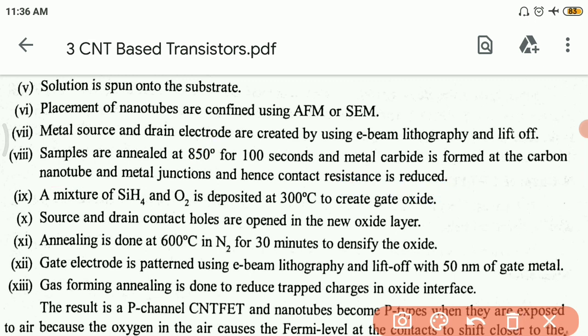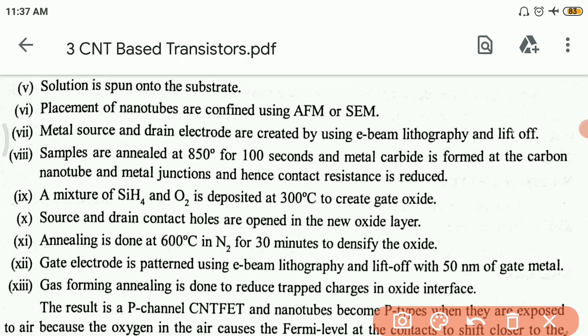Now a mixture of SiH4, an inorganic compound called silane, is used. It is actually colorless and toxic in nature. It is a gas. So a mixture of this silane with oxygen, O2, is deposited at 300 degrees Celsius to create the gate oxide.